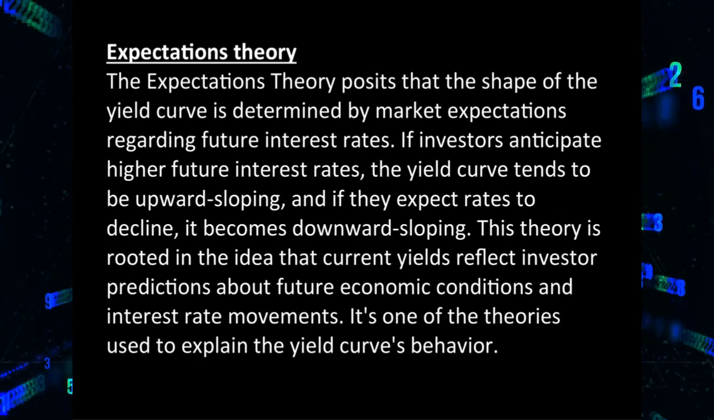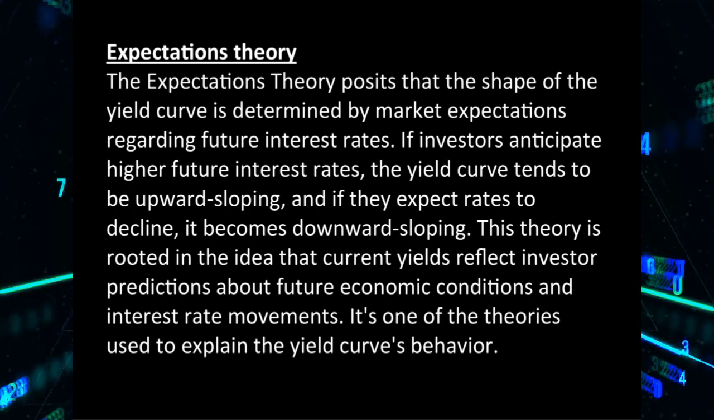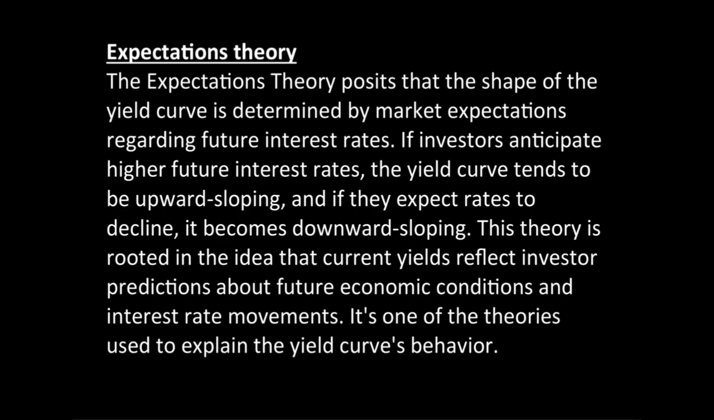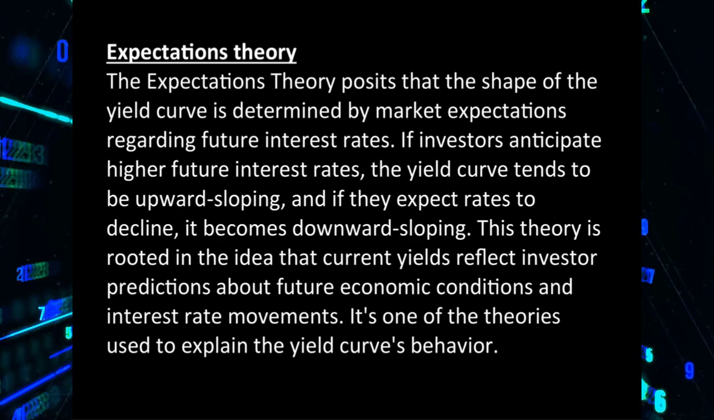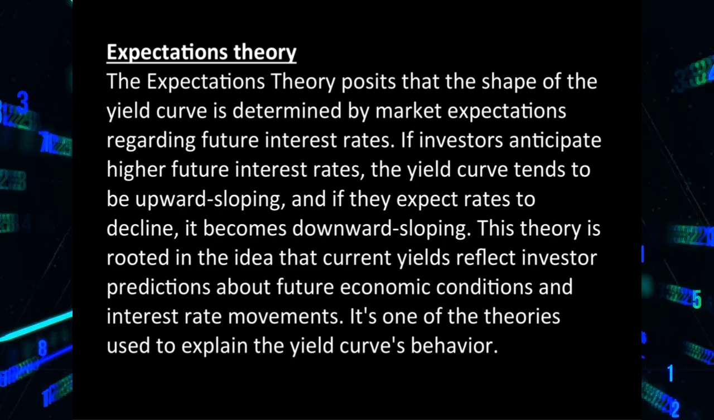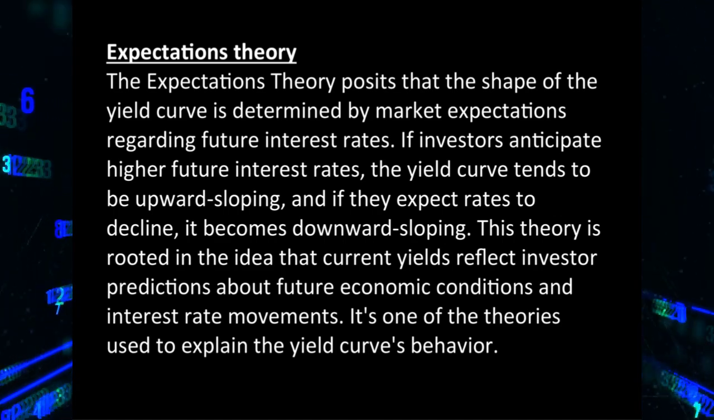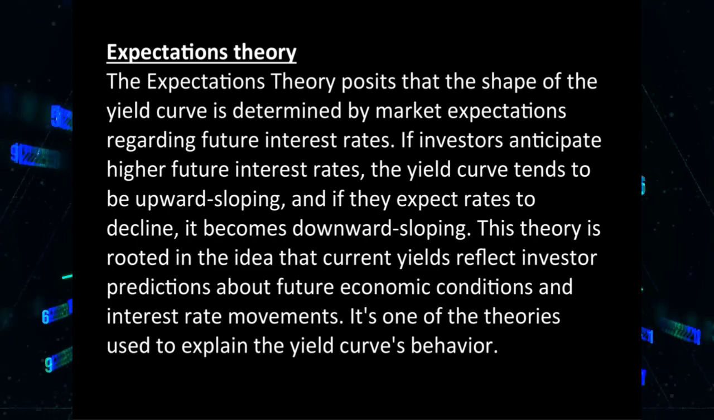Expectations theory. The expectations theory posits that the shape of the yield curve is determined by market expectations regarding future interest rates. If investors anticipate higher future interest rates, the yield curve tends to be upward sloping, and if they expect rates to decline, it becomes downward sloping. It's one of the theories used to explain the yield curve's behavior.